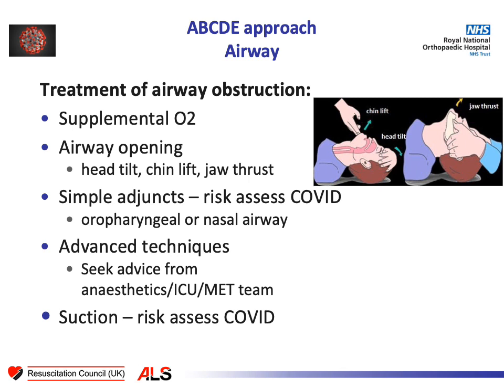So treating an airway obstruction, the first thing you do is give supplemental oxygen and open the airway. This is done by the head tilt with chin lift and a jaw thrust where appropriate. Again, be careful with your personal protective equipment. Ensure you risk assess patients for potential COVID infections.